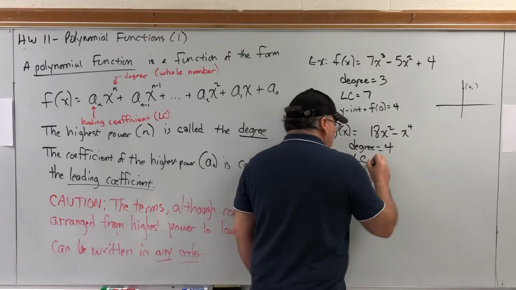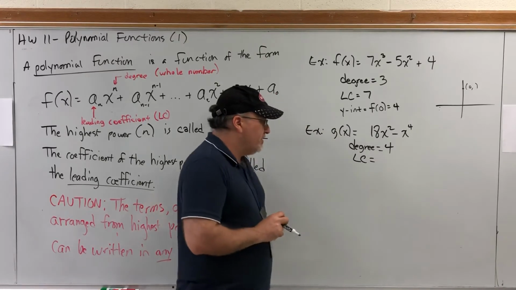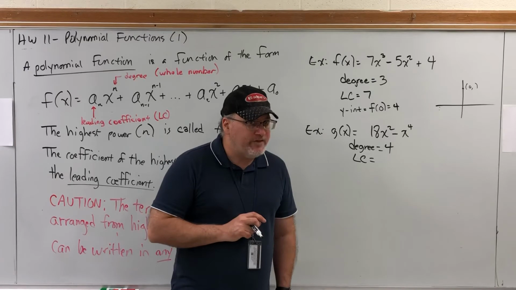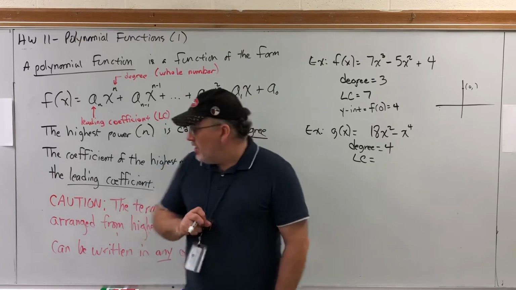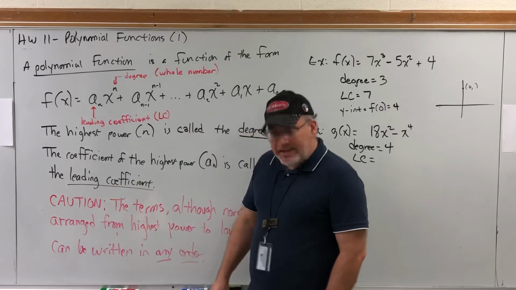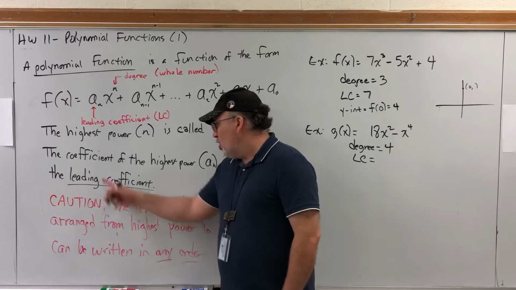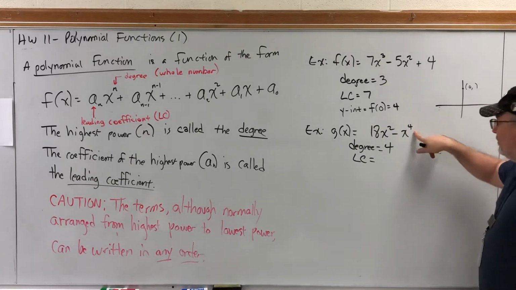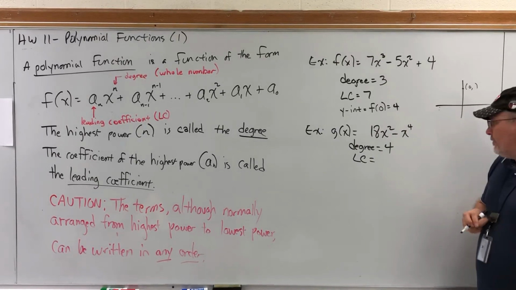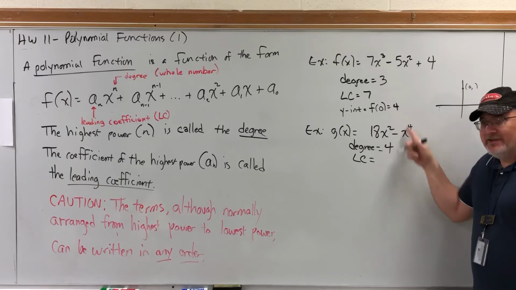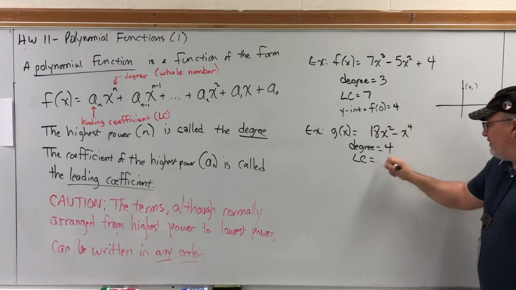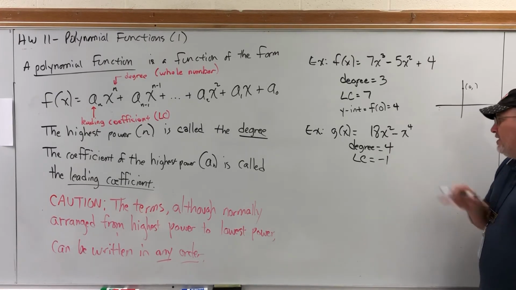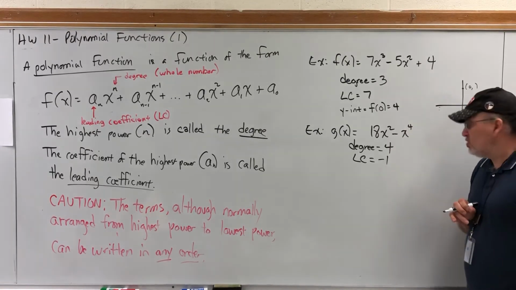But what is the leading coefficient? It's a common mistake to say 18 because it's the first number, but that's not what makes a leading coefficient a leading coefficient. What makes a leading coefficient a leading coefficient is being the coefficient of the highest power. And the highest power is x to the 4th. So what number is in front of x to the 4th? You don't see 1 because it is 1 with a negative. So the leading coefficient of this polynomial function is -1, the coefficient of the highest power of x.